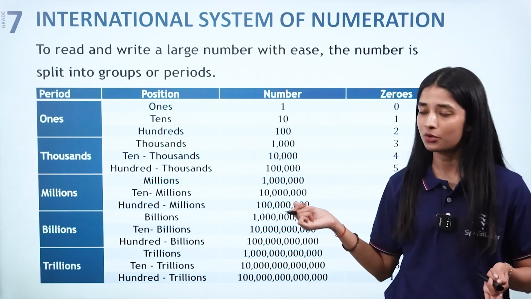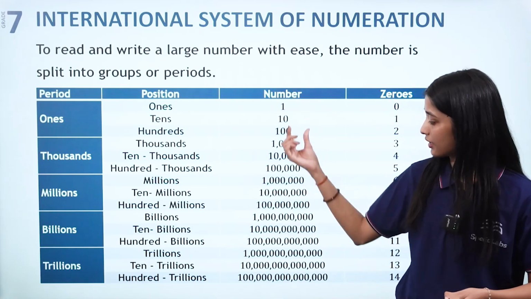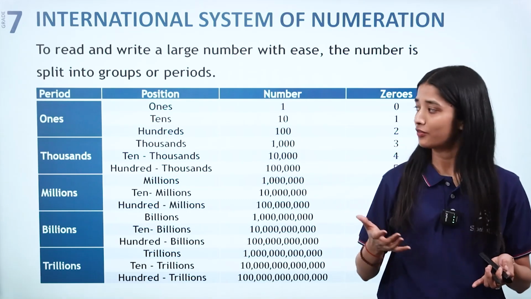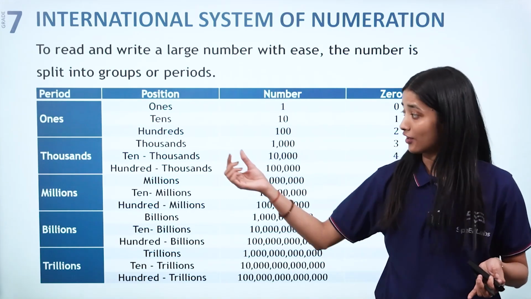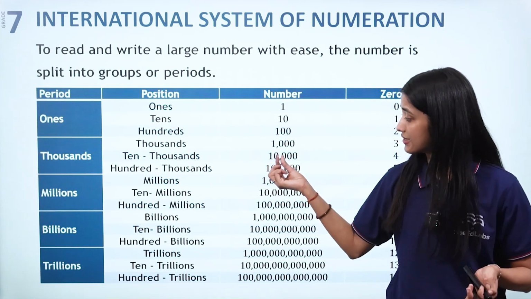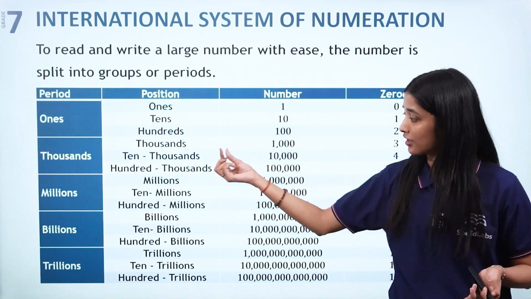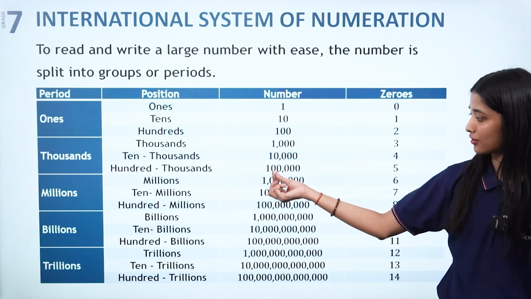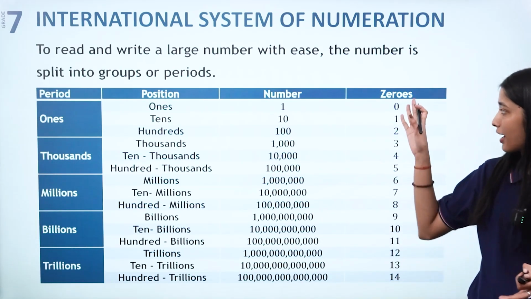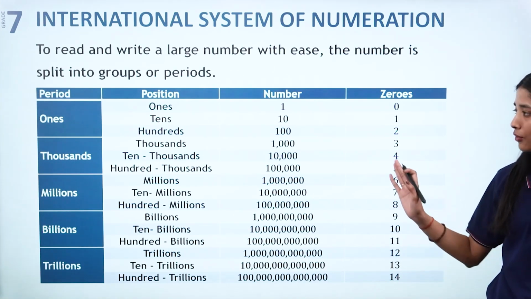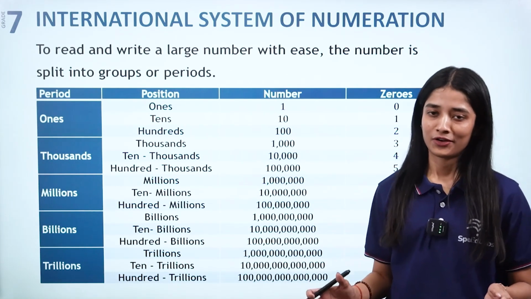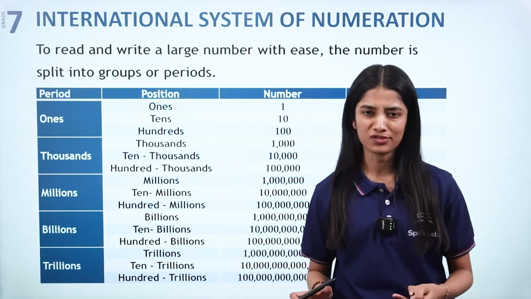If we write these in numbers, for tens we write 10, for 100 we write 1 and two zeros, for 1000 it is 1 and three zeros, 10,000 is 1 and four zeros, 100,000 is 1 and five zeros, and so on. So here we have the number of zeros written. For ones we have no zeros, for tens we have one zero, and so on. I hope you have understood this concept.